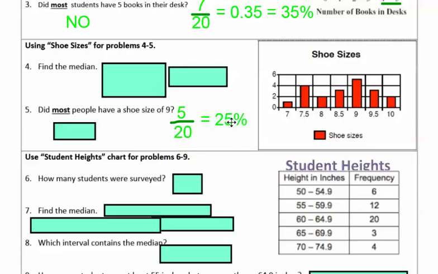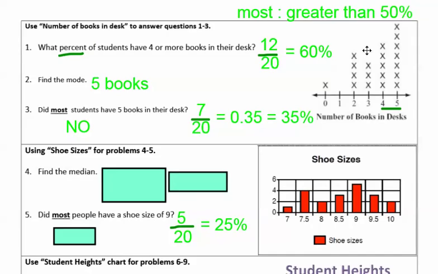Turn it into a percent. We get 25%. Guys, is that most people? Is it more than 50%? No, it is not more. It is not more than 50%, so it would not be most. We cannot say that most people had a shoe size of 9.